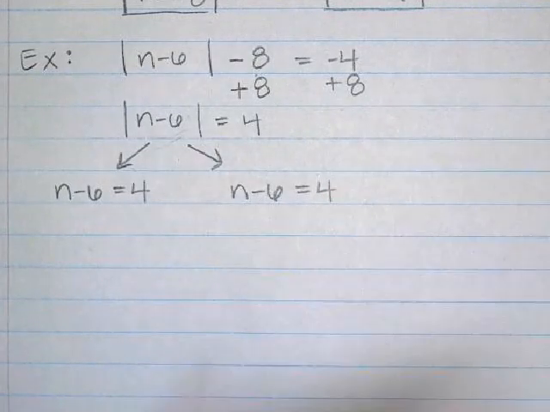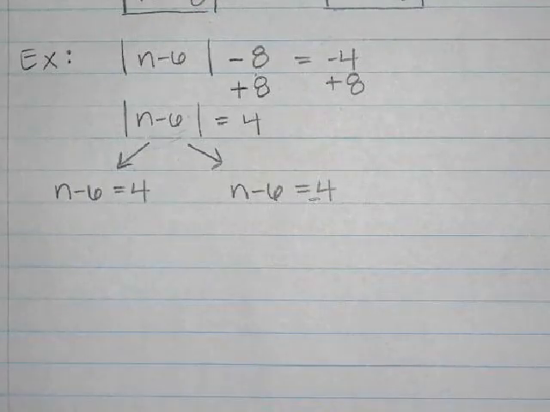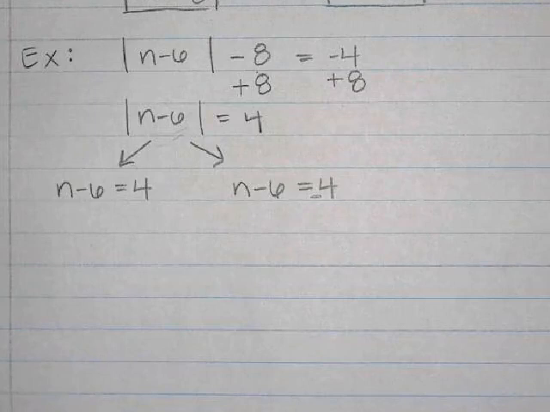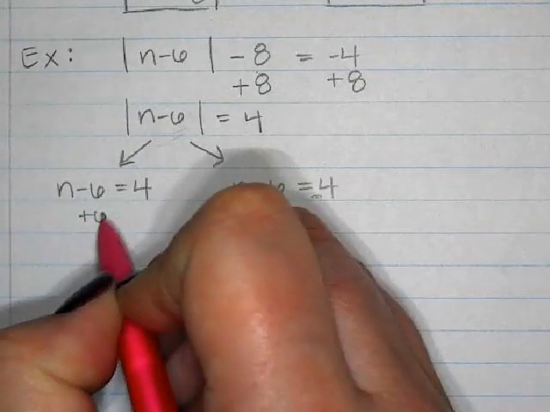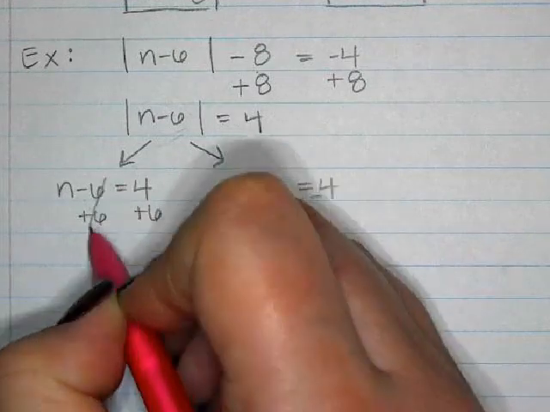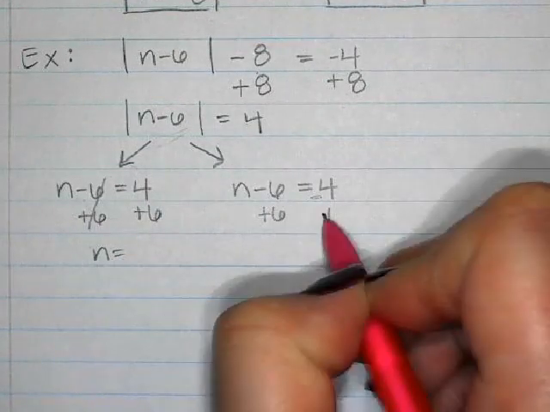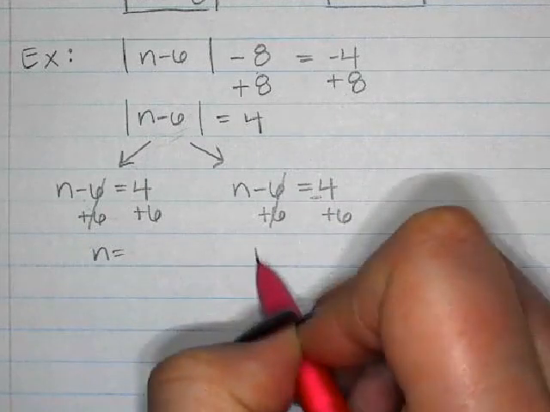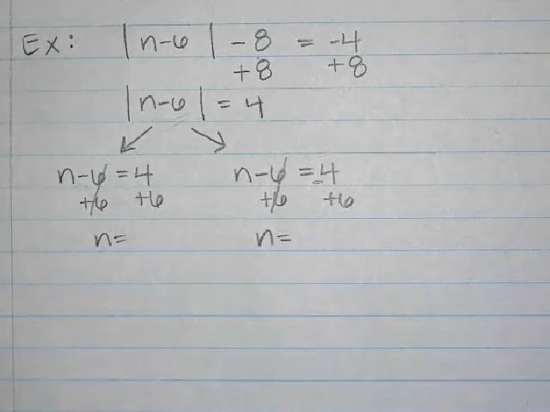And I can go through and actually solve for my two different answers. So I'll go ahead and add 6 to the other side. And what are my two solutions? 10 and 2.